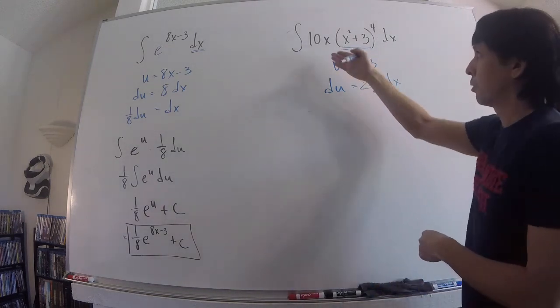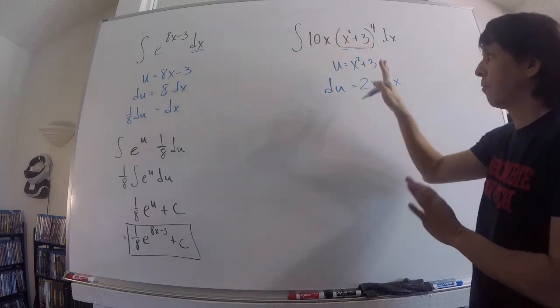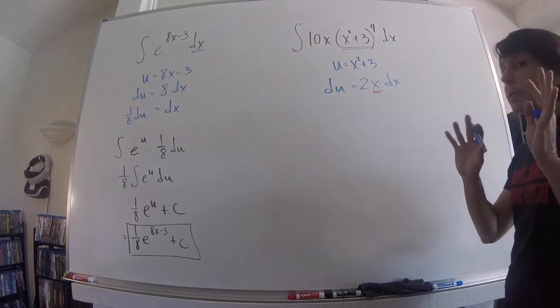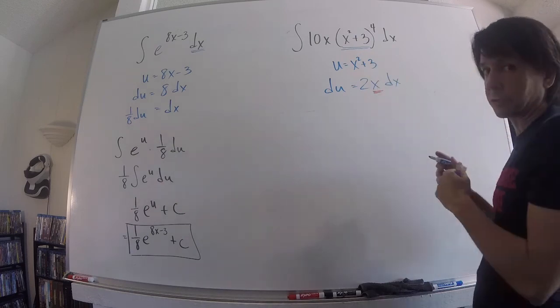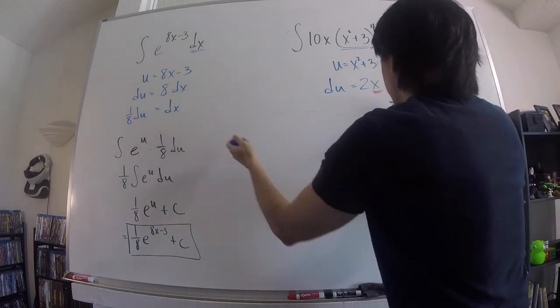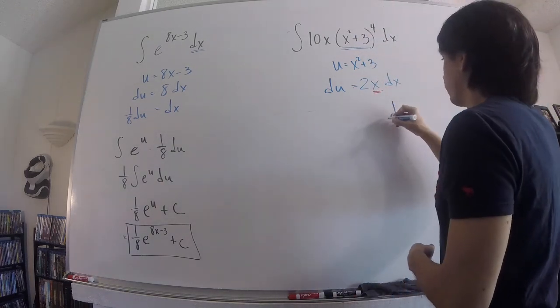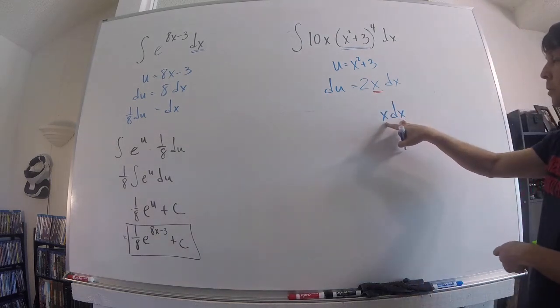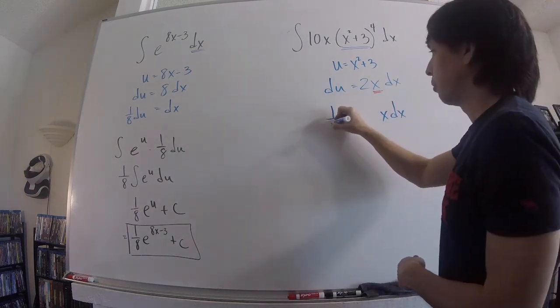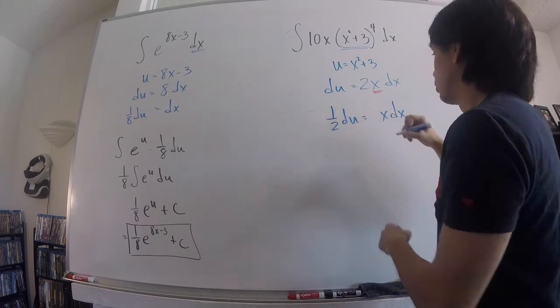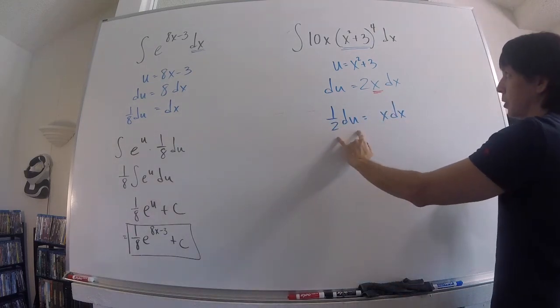Technically I could split off a 2x and then pull out a 5 and break it up that way, but I'm going to pretend like I don't anticipate that, because it's not going to be as nice numbers in the future. I'm going to do what I did over here. Let me just get my x dx alone. Any constants I'll move to the other side. So I'll have x dx is equal to 1/2 du.